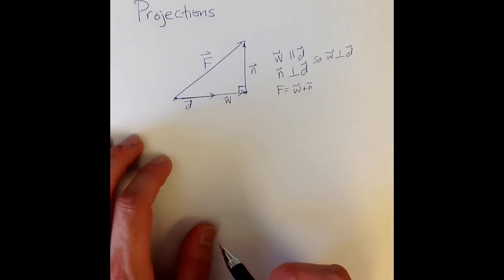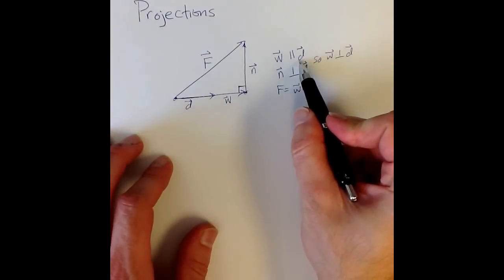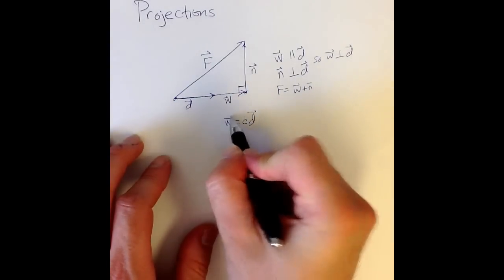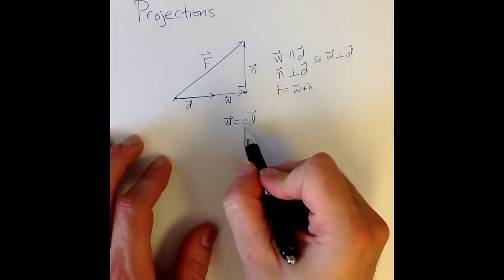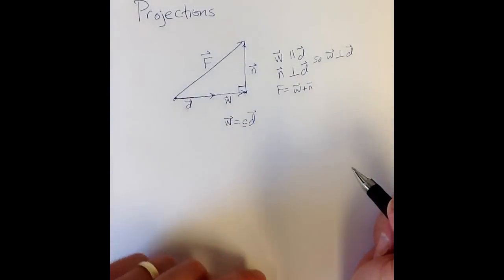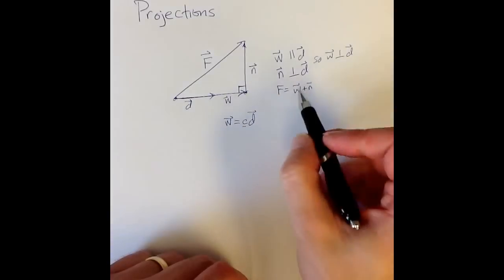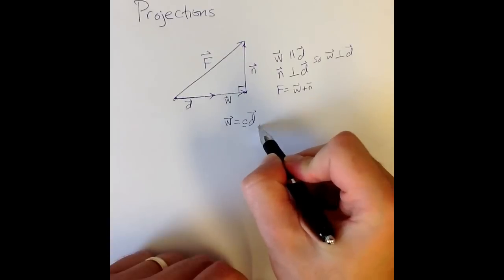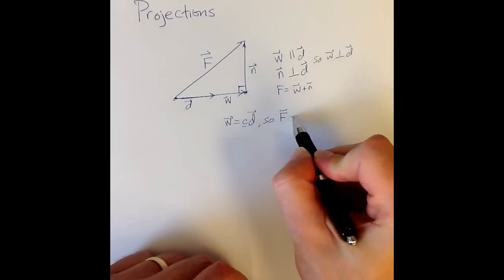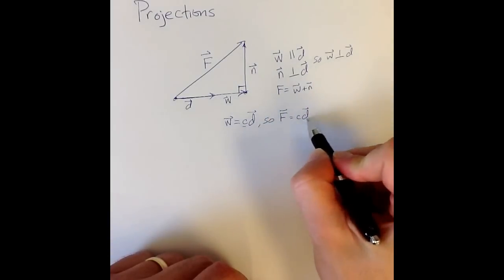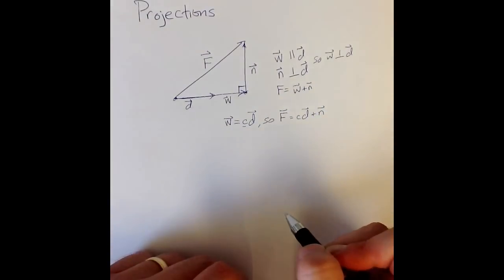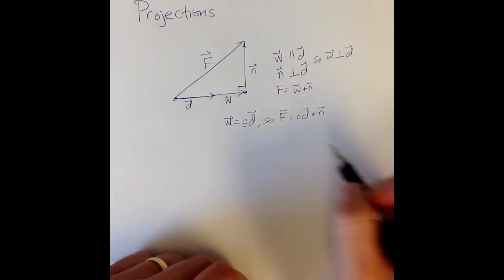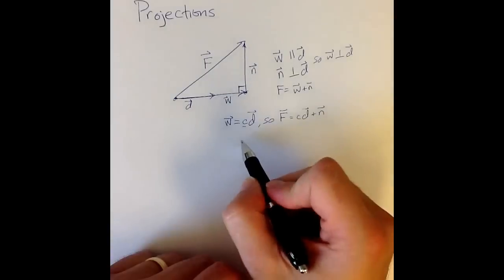So how do we find w? Well, since w is parallel to d, we can write w as a multiple of d. So all we need to really find is what this constant multiple of d is, what this c is. f is w plus n, and w is c times d, so f is c d, a multiple of d, plus n. Now somehow we want to find c from here, so we're going to try dotting both sides of this equation with d. So let's do it.